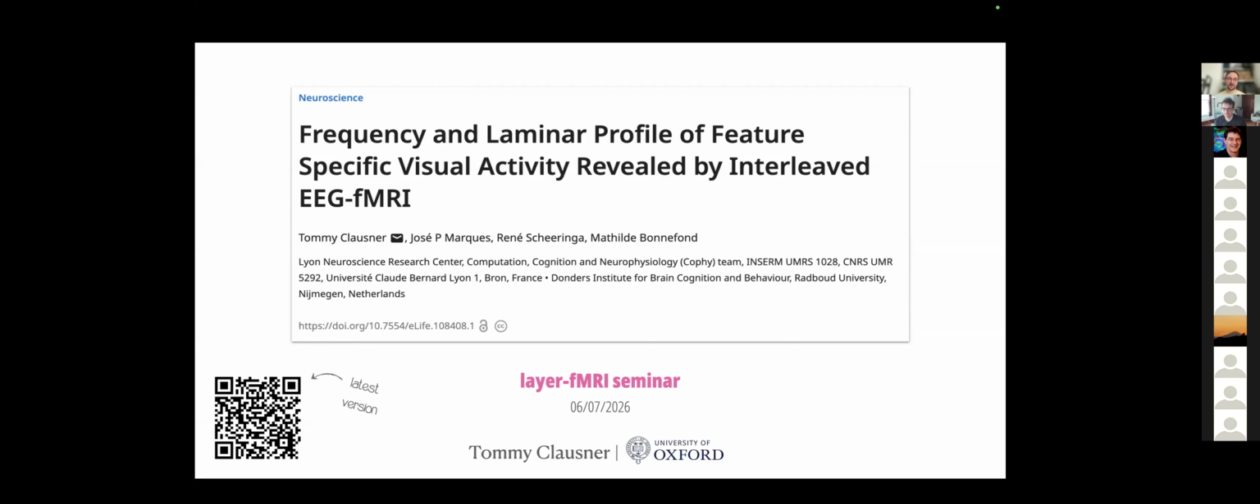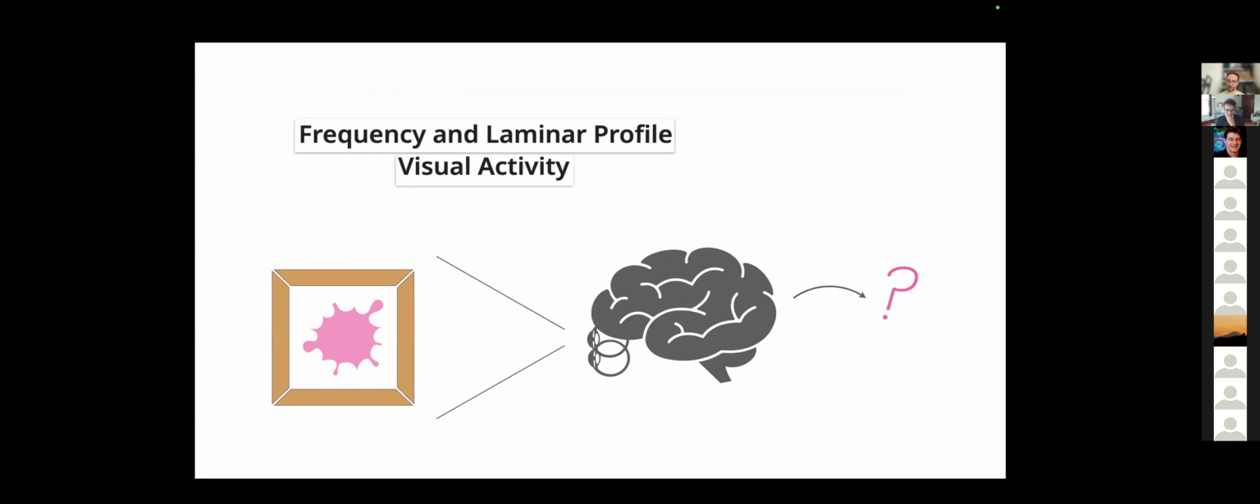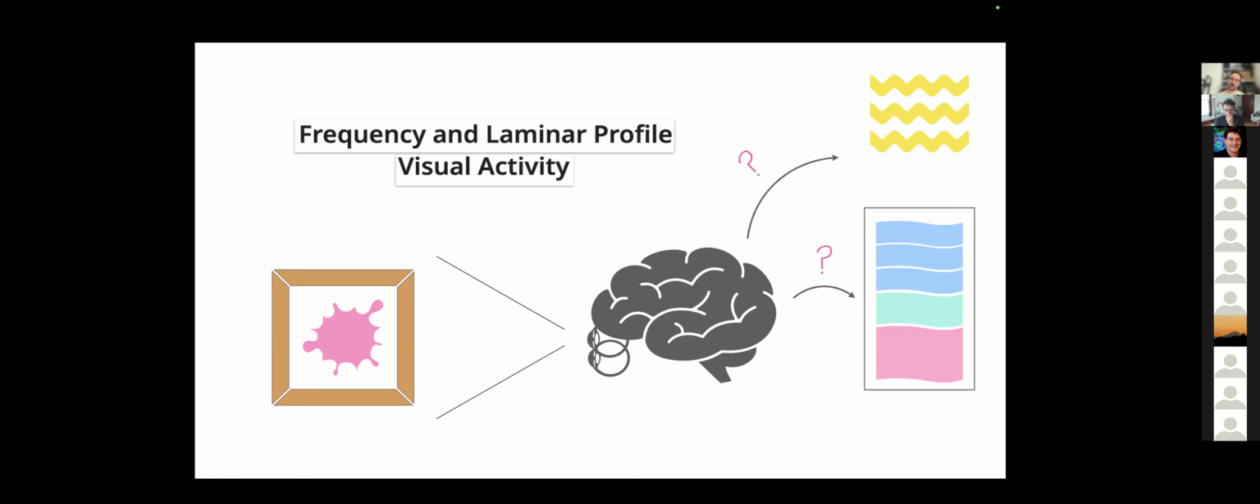As Renzo already alluded to, it's about EEG-fMRI. We were basically interested in visual perception. We present a visual stimulus to our participants' brains, and we wanted to know what's happening in there, specifically on the laminar level, but also in the domain of electrophysiology. And most importantly, how are they linked? Which layers are linked to which frequencies that we observe in the EEG, with respect to specific stimulus features? So it was quite an endeavor.